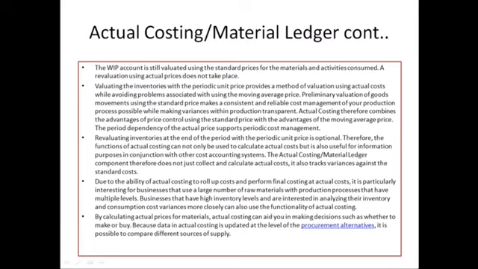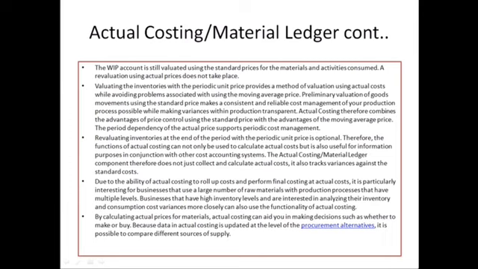So we have the advantage in actual costing of evaluating the materials at the moving average price as well as the standard price. Reevaluating inventories at the end of the period with the periodic unit price is optional. Therefore, the functions of actual costing cannot only be used to calculate actual cost, but are also useful for information purposes in conjunction with the other cost accounting systems.